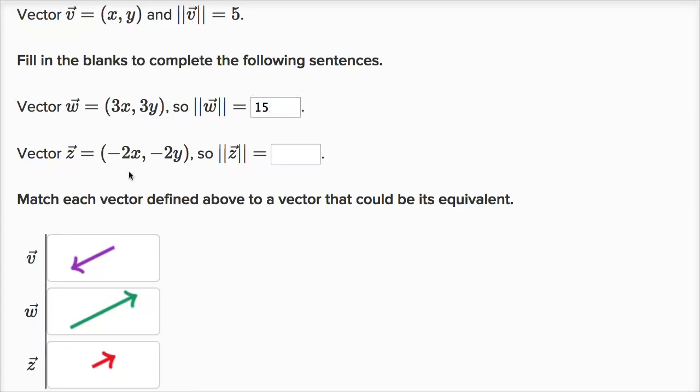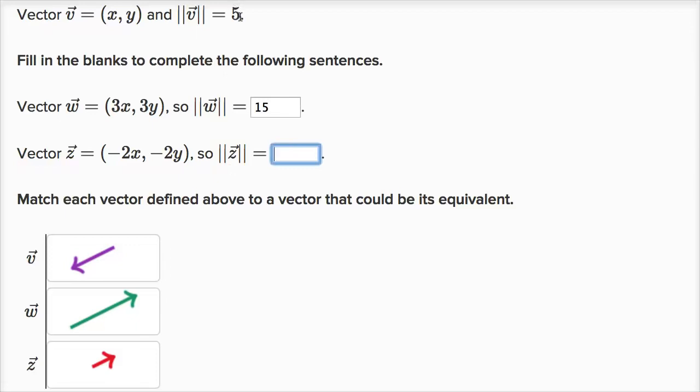All right, now they tell us vector z is equal to, so its x component is negative 2 times the x component of vector v, and its y component is negative 2 times the y component of vector v. So you could view vector z as negative 2 times vector v, or the scalar negative 2 times the vector v. And so you might say, okay, well, that means its magnitude is going to be negative 2 times the magnitude of v. But you have to remember, magnitude, that's always going to be positive.